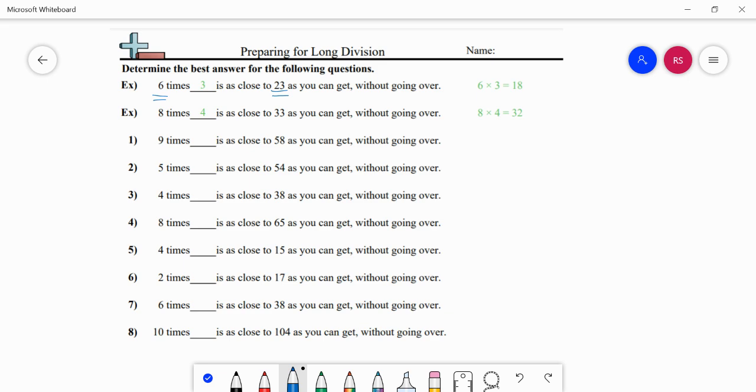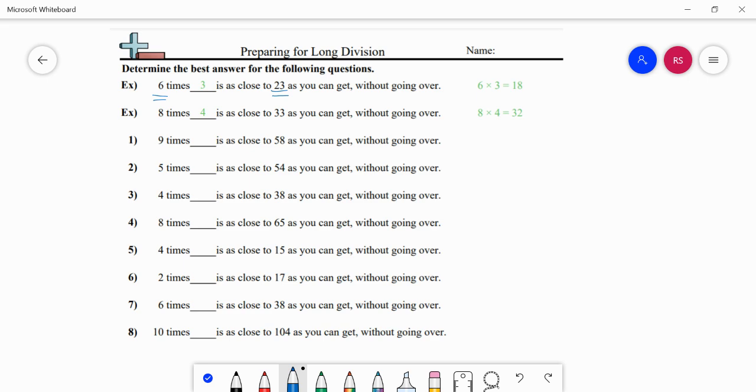So we need to think about how can we get as close as we can to our number without going over? So 6 times 3 would be as close as I can get to 23 without going over because 6 times 3 is equal to 18, right? So I want us to start thinking and using this language because this is really going to help us when we're preparing for numbers that we cannot create equal groups with.